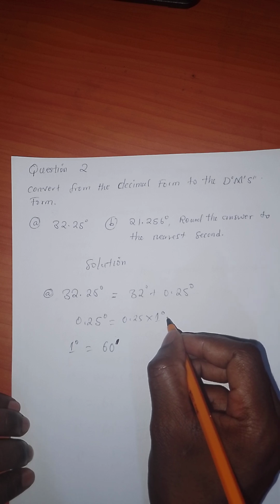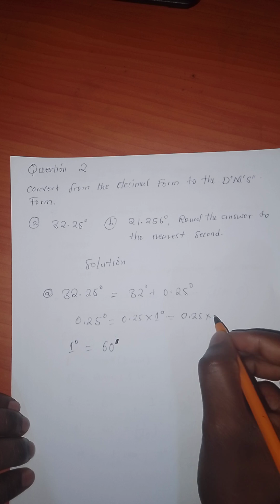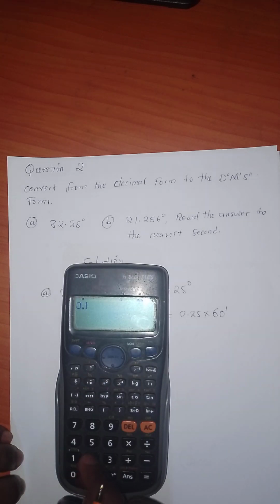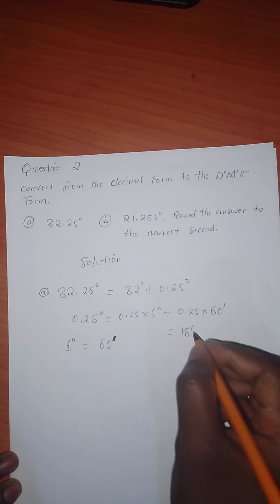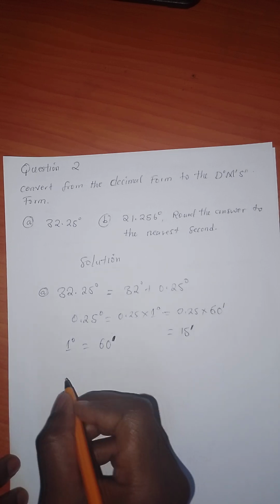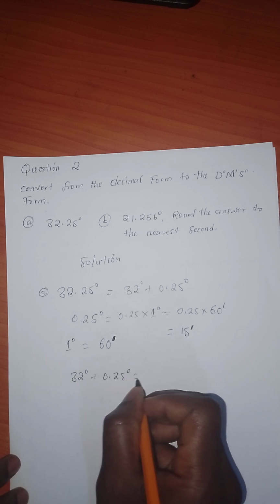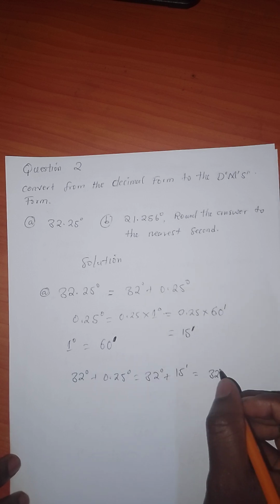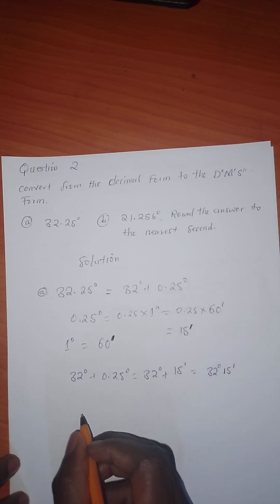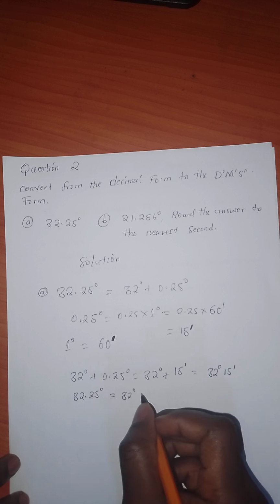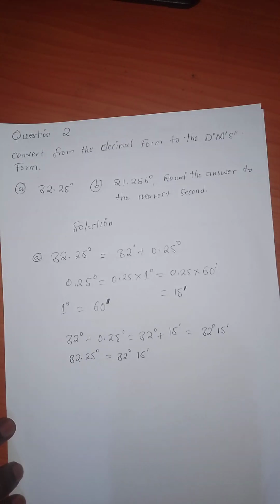So in this case, we're going to have 0.25 multiplied by 60 minutes. Punching that into the calculator, 0.25 multiplied by 60 will give us 15 minutes. So 0.25 degrees is simply 15 minutes. So what we have now is 32 degrees plus 0.25 degrees, which you have now converted to 15 minutes. This will give us 32 degrees 15 minutes. So 32.25 degrees is simply equal to 32 degrees 15 minutes.